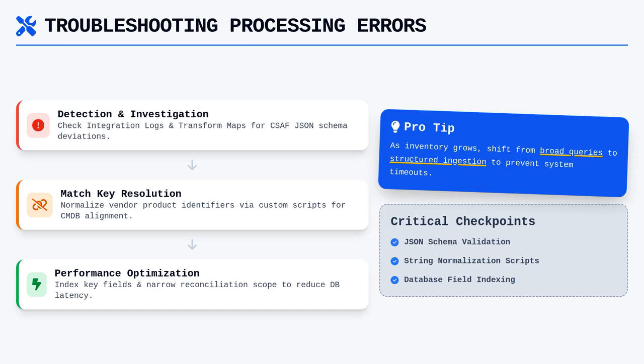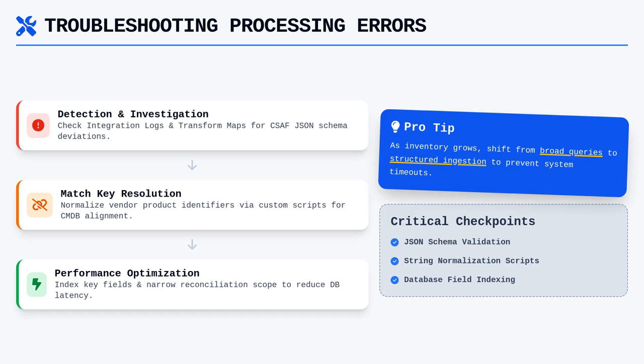If match keys are broken, it usually points to a mismatch between how the vendor formats their product identifiers and how you have cataloged those items in your CMDB. You might find it necessary to implement custom scripts that normalize these strings before the matching engine attempts its lookup.